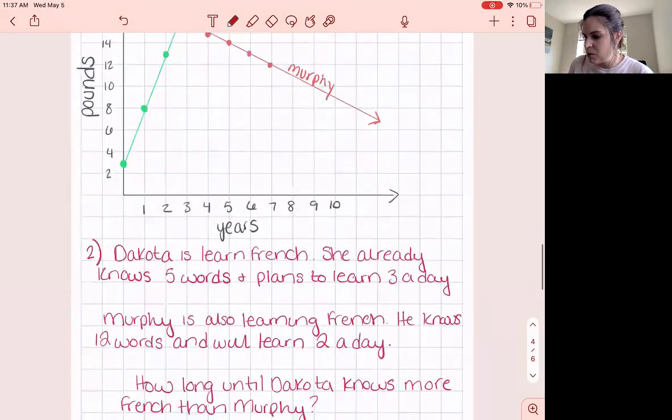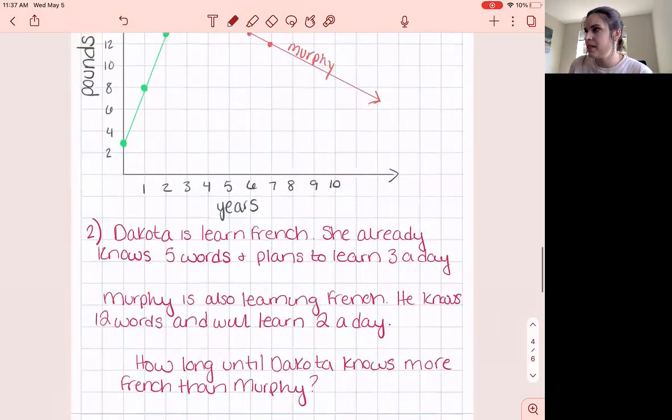All right, last example problem. Copy it down. So this one says Dakota is learning French. She already knows 5 words and plans to learn 3 a day. So I'm going to highlight what's important, which is 5 words and 3 a day. Then it says Murphy is also learning French. He knows 12 words and will learn 2 a day. So I'm going to highlight he knows 12 and is learning 2 a day. We're going to try to figure out how long until Dakota knows more words than Murphy.